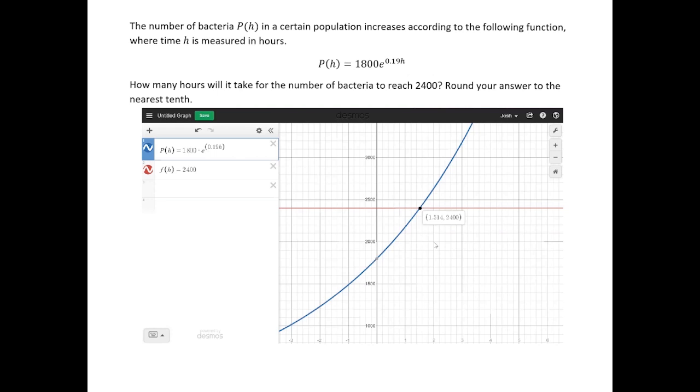So in other words, what we're asked to do is to solve this equation: 2,400 equals 1,800 times e to the power of 0.19h. Solve that equation for h. Now, the variable that we are looking for happens to be in the exponent of e. And so I want to show you a way that we can solve that using a graphing calculator. I use Desmos again in this case.